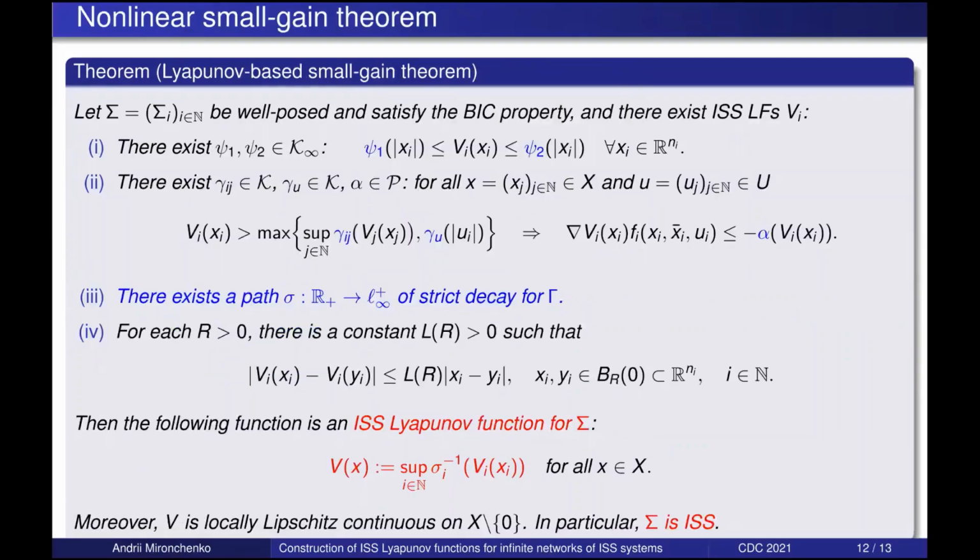Now we can formulate our nonlinear small gain theorem for infinite networks. Assume that we have a well-posed infinite network with input-to-state stable components and assume that we know the ISS Lyapunov functions for all subsystems. And these functions satisfy these assumptions, which we have already formulated above. From the gains gamma ij, we construct a gain operator gamma, and if this gain operator has a path of strict decay, then we can construct an ISS Lyapunov function for the whole network using this formula, and thus the whole network is input-to-state stable.